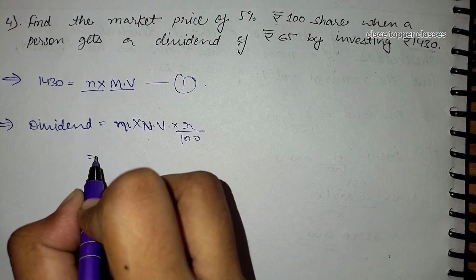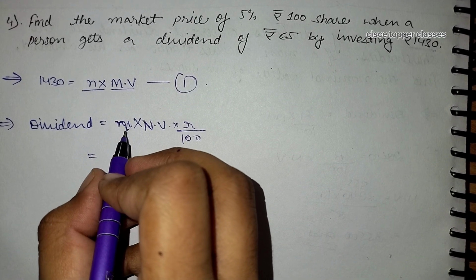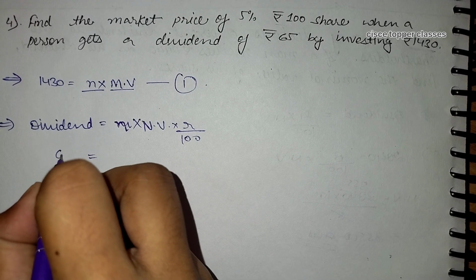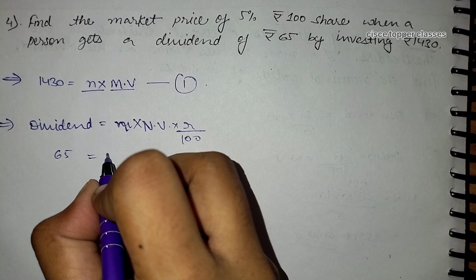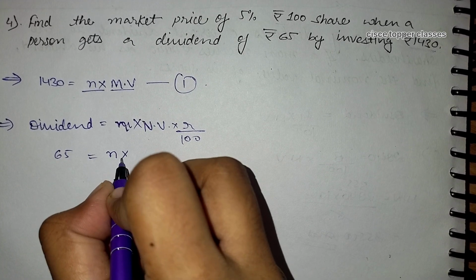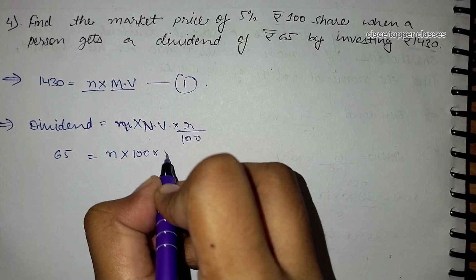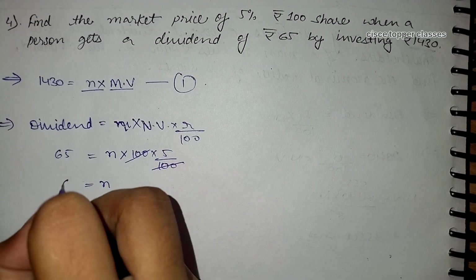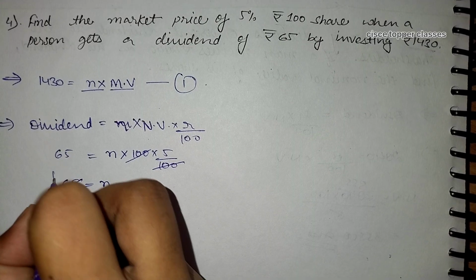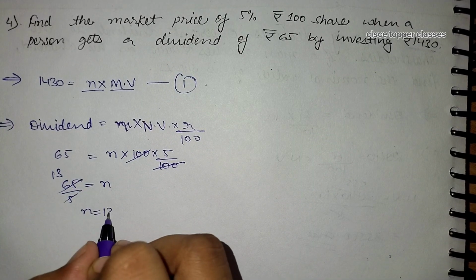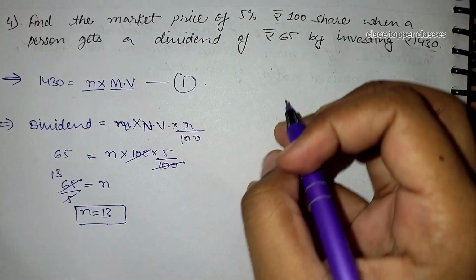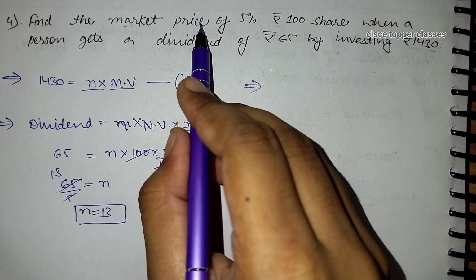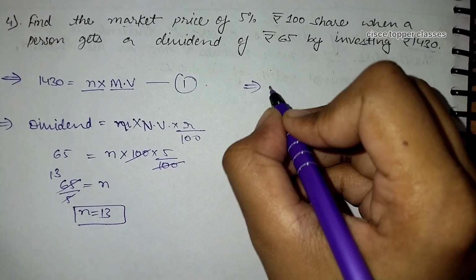So on putting values, let this dividend be 65. Number of shares, let this be n. Nominal value is 100. Rate is 5 by 100. So this will cancel out and n will be 65 by 5. So 13, means number of shares is 13. From here we will put it in the first part to find the market price. We have to find the market price only.